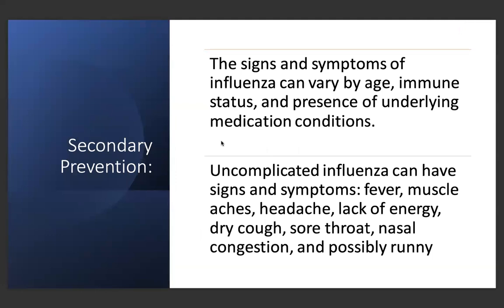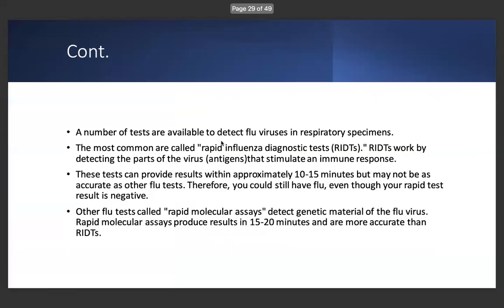Secondary prevention. The signs and symptoms of influenza can vary by age, immune status, and the presence of underlying medical conditions. Uncomplicated influenza can have symptoms and signs like fever, muscle ache, headache, lack of energy, dry cough, sore throat, nasal congestion, and possibly runny nose.